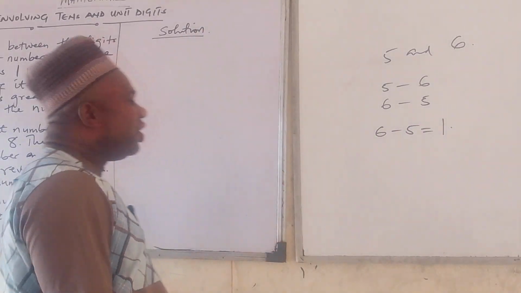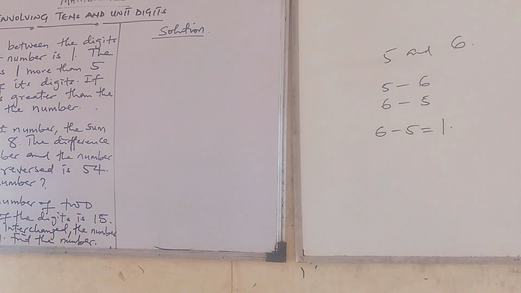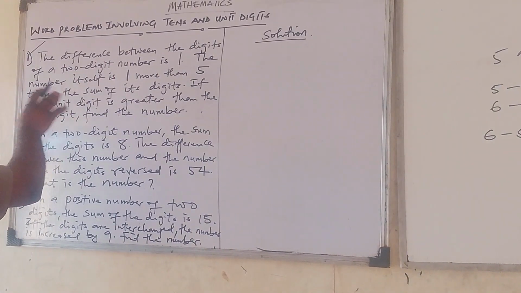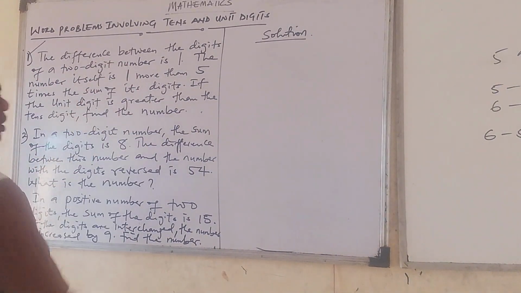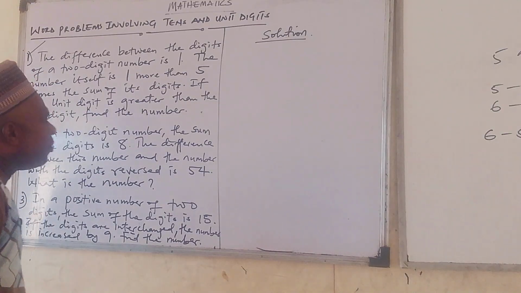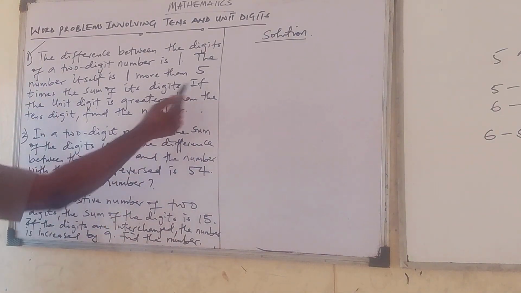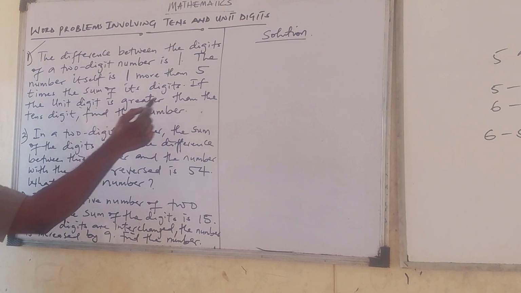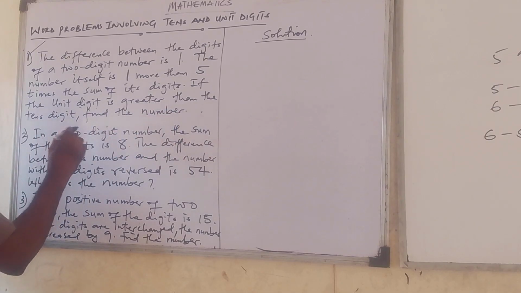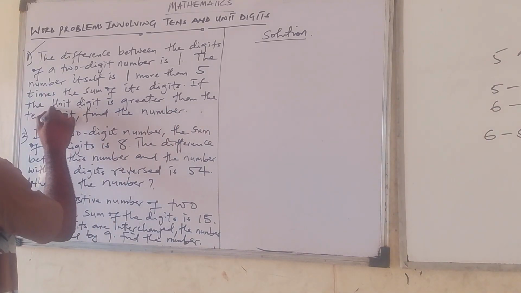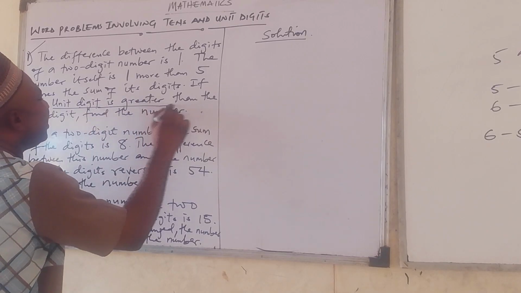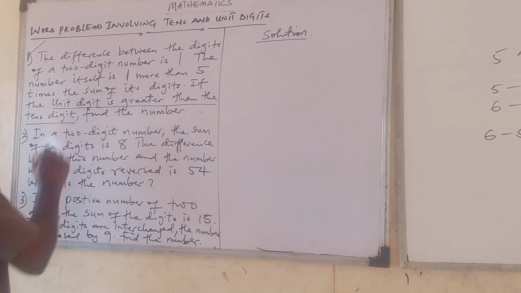which will give us plus 1. So in this case, we're told that the difference between the digits of a 2-digit number is 1. And coming to the last sentence, it said if the unit digit is greater than the tens digit. Please, let's take note of that.